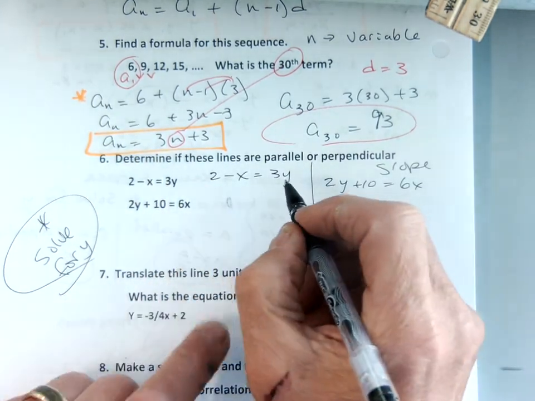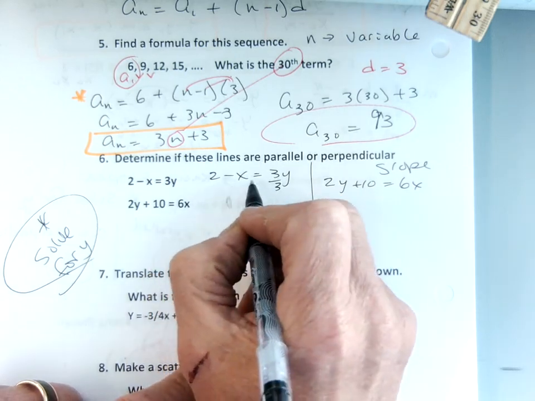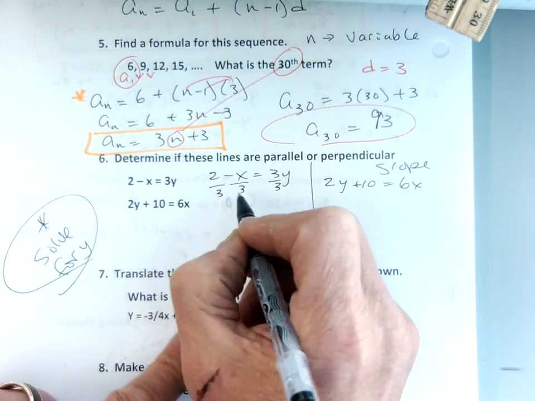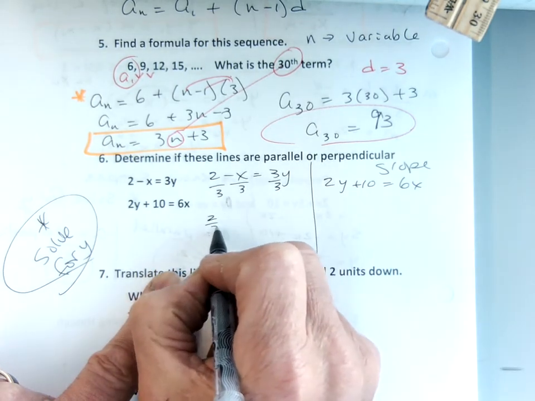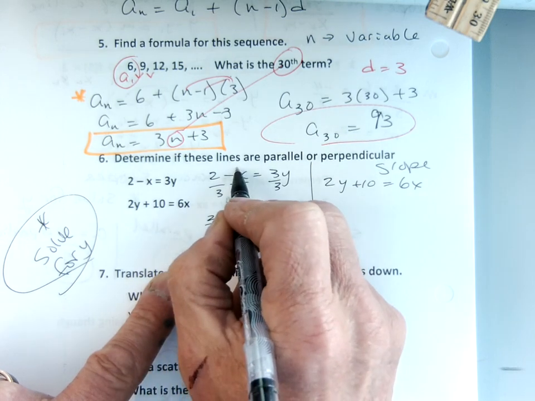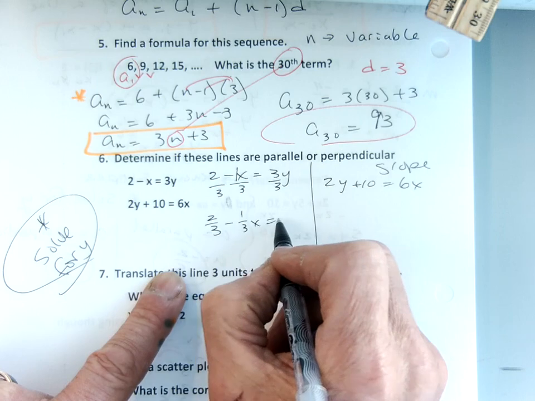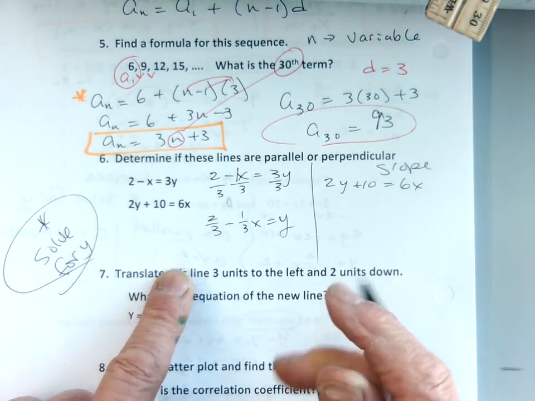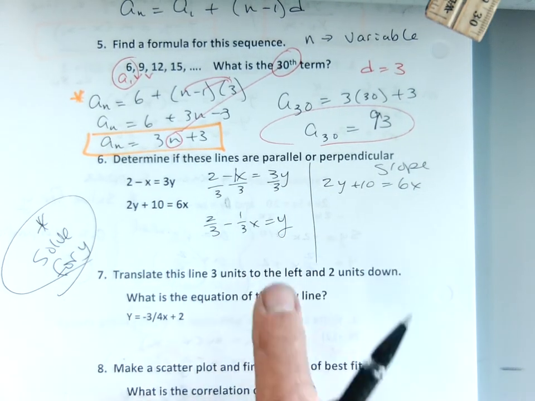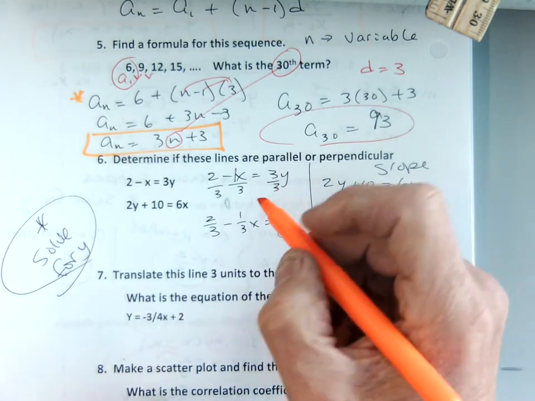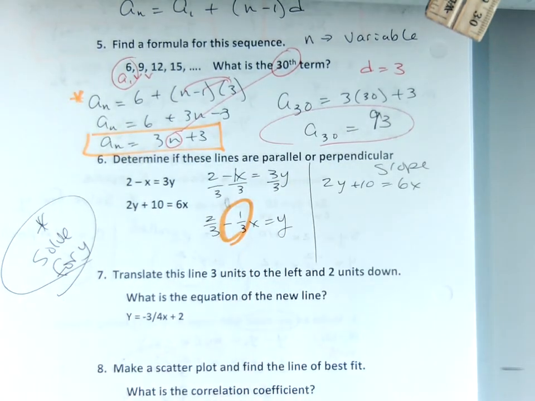Alright, so I'm just going to divide by 3. I'll have 2/3 minus, I'm going to put a 1 there, 1/3 x equals y. So I know the slope. I'm going to circle it. Okay, there's my slope. My slope is -1/3. That's important, okay?